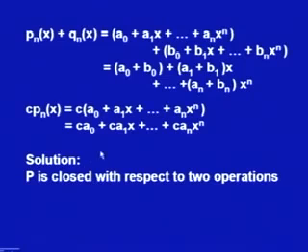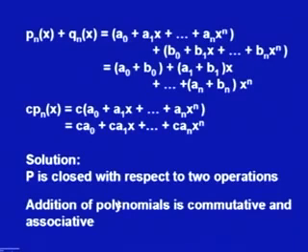Now as far as scalar multiplication is concerned, the same is true. Look at this, c Pn(x) is also a polynomial of degree n. The only difference is all the coefficients are multiplied by c, but they still remain real. That is why c Pn(x) is a polynomial of degree n, or we say that P is closed with respect to the two operations.